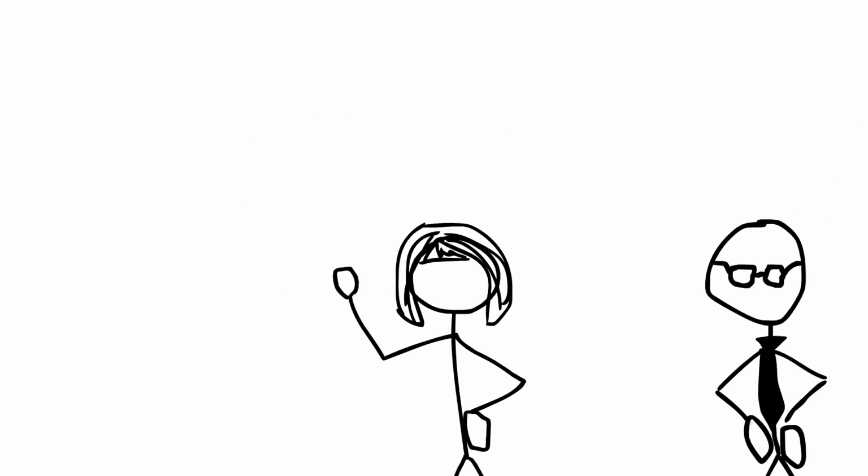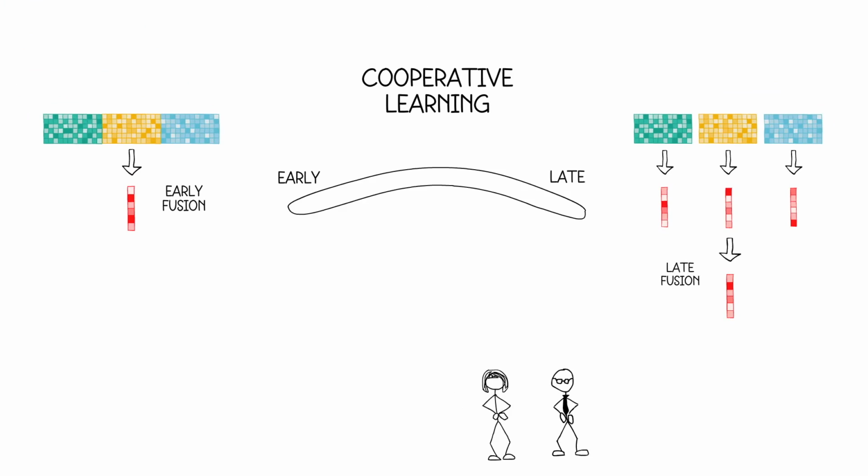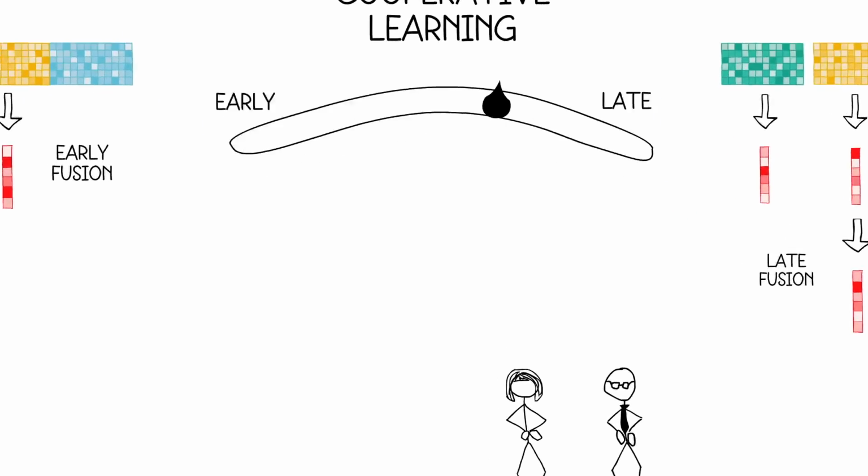You can use a new method called cooperative learning. It fits a continuum of models spanning both early and late fusion. It has a hyperparameter that determines where we are along the early-late spectrum. Here is how it works.